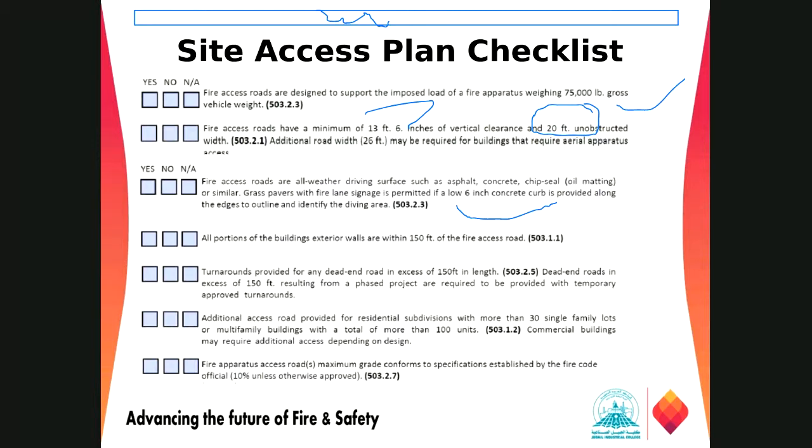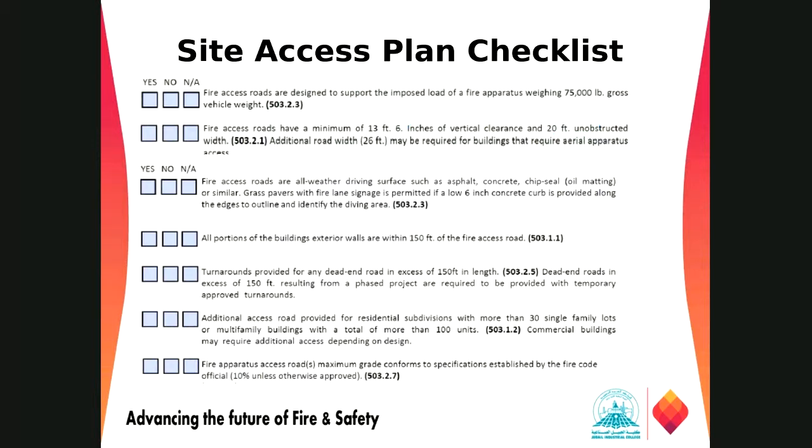And 5.3.2 talks about the building exterior walls shall be within 150 feet of a fire access road so that the fire department team can go easily around that one. And then we discuss the turnaround load, how they are going to turn in the dead end area. When the road is closed, they have to go back. So we have to put those requirements also.